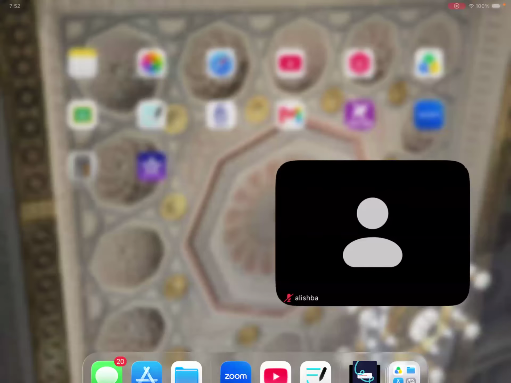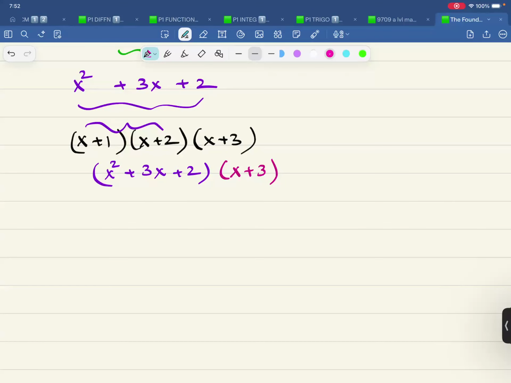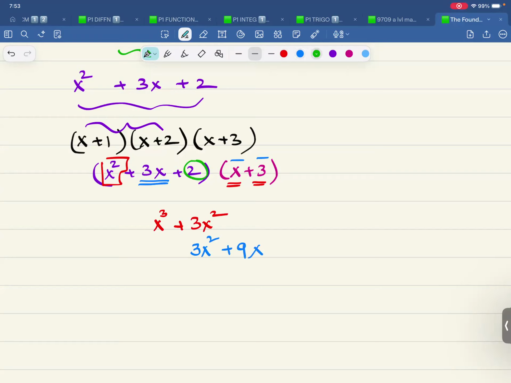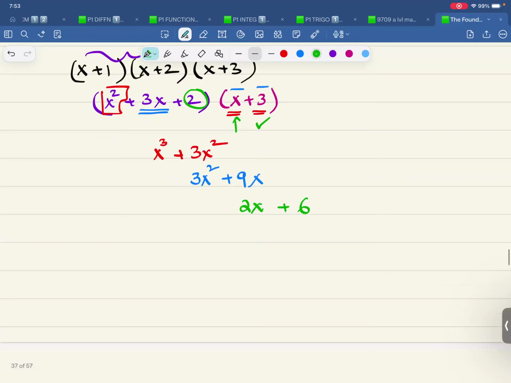So now over here, this is the multiplication that is needed. So we will multiply it this way. This x squared gets multiplied with x and 3. So that is x cubed plus 3x squared. Let me take this 3x and multiply it with x and 3. So 3x into x, that is 3x squared. 3x into 3, that is 9x. And similarly, I can take this 2 and multiply it with x, that is 2x, and 2 multiplying with 3, that is 6.